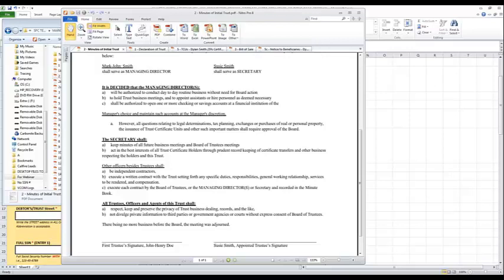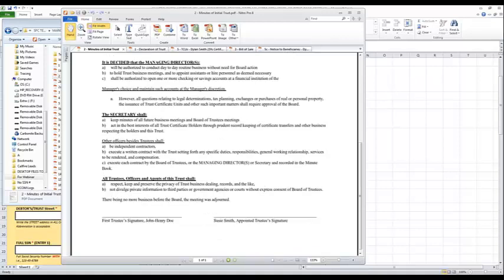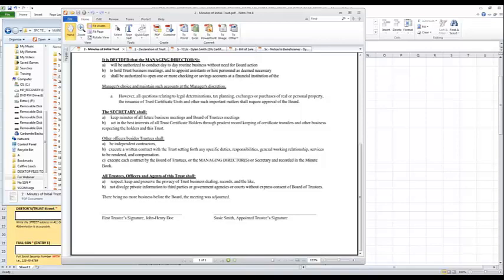It is decided that the managing directors will be authorized to conduct day-to-day routine business of the board, to hold trust business meetings, blah, blah, blah, have bank accounts, yada, yada. The secretary will keep minutes, act in the best interest of the trust certificate holders by keeping prudent record keeping of certificate transfers and other business respecting the holders of this trust, etc., etc., etc. There being no more business before the board, the meeting was adjourned.